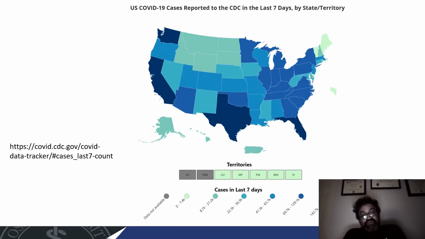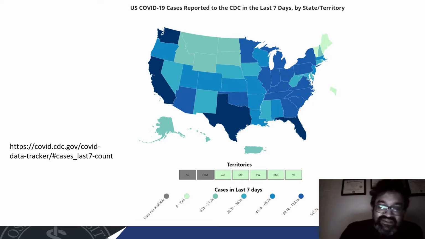The U.S. COVID cases reported to the CDC in the last 7 days by state and territory. So this is interesting because there is a distribution, and the higher the distribution, for instance, in Texas, Florida, California, Washington, these all had high distributions of COVID. And then there were other states that had a little less cases. And so as you go around the country, you find cases.